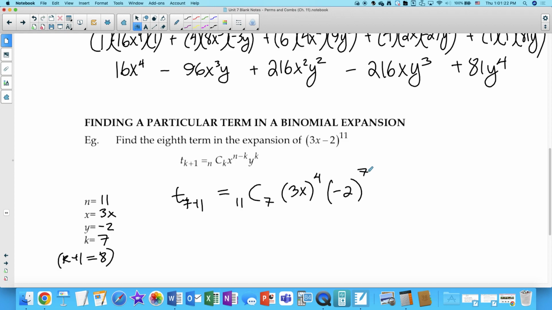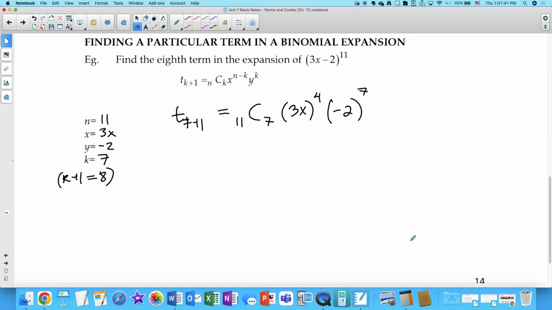Okay. Now I'm not going to attempt to do the 11 choose 7 in my head. So let's do that on a calculator. Okay, I'm getting 330 for 11 choose 7. And then 3x all to the power 4 is 81x to the 4. And negative 2 to the 7 is negative 128.